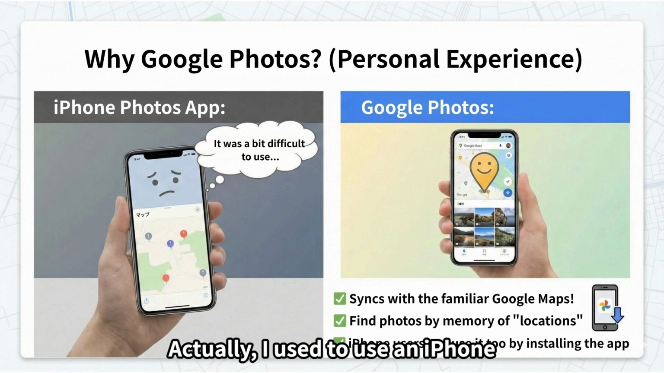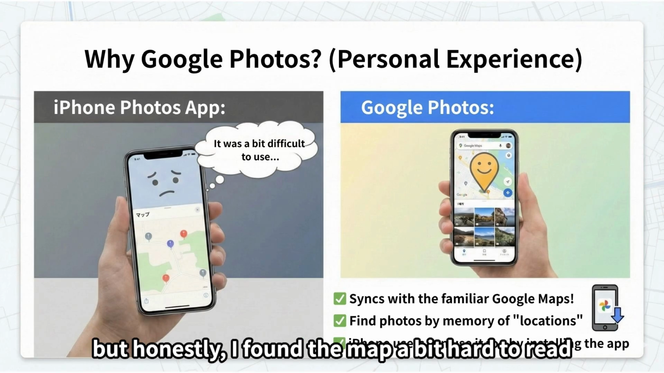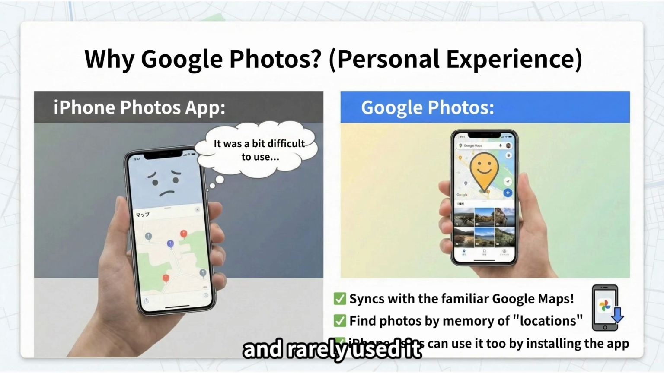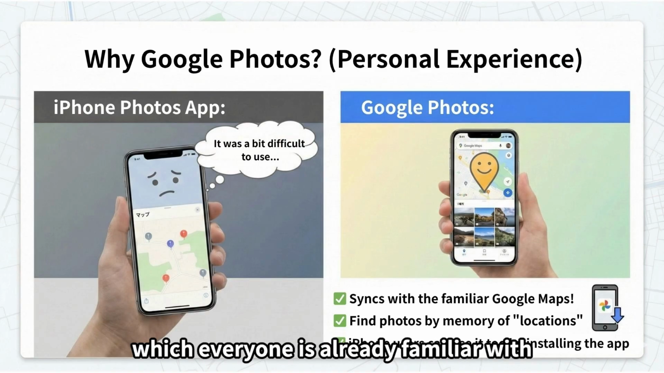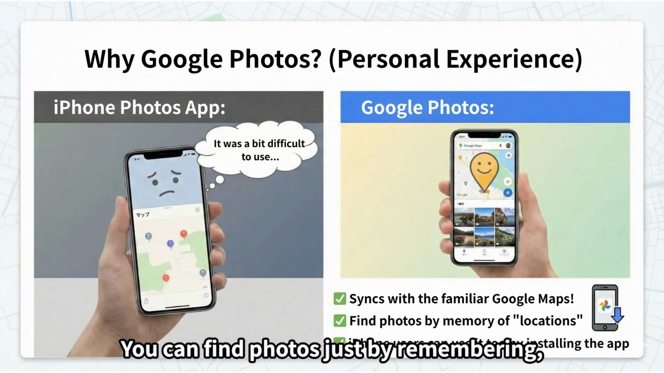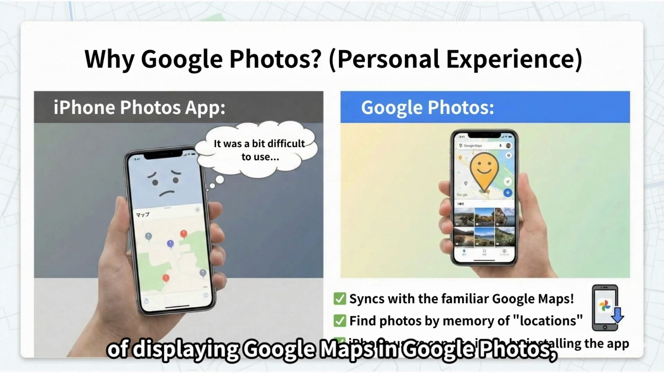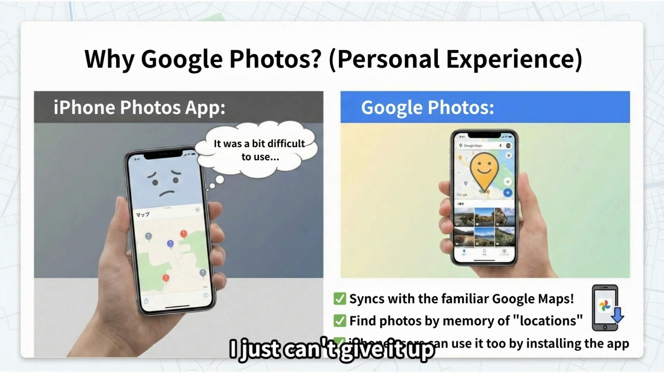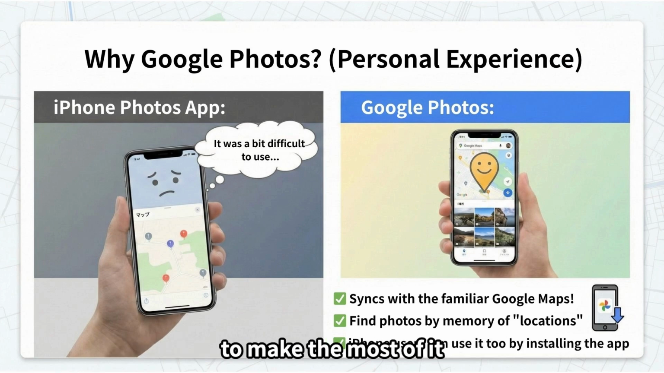Actually, I used to use an iPhone. The iPhone Photos app does have a map feature, but honestly, I found the map a bit hard to read and rarely used it. With Google Photos, however, your photos are displayed right on top of Google Maps, which everyone is already familiar with. That familiarity makes it incredibly useful. You can find photos just by remembering, I walked down that street. That's it. Ever since I discovered this feature of displaying Google Maps in Google Photos, I just can't give it up. Today, I'll introduce 3 handy techniques to make the most of it.